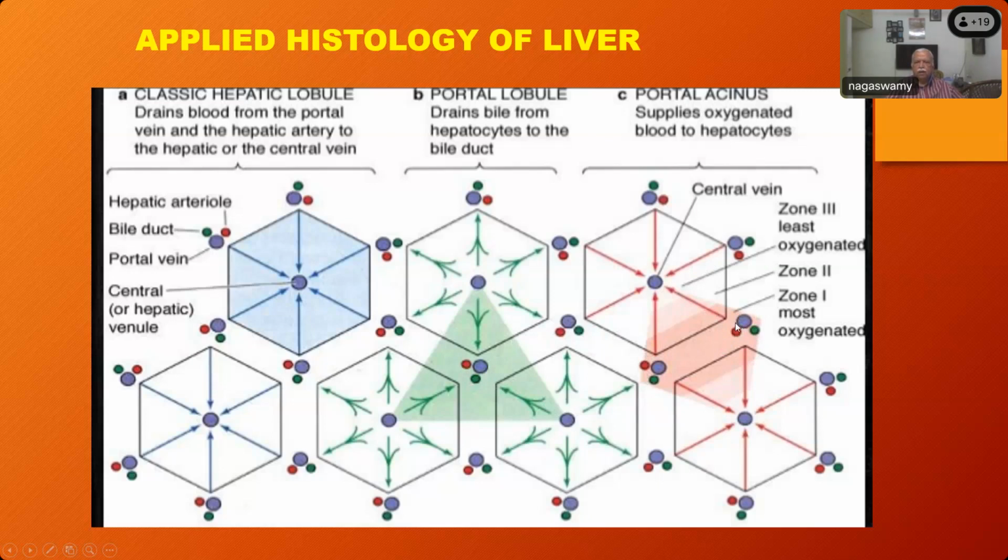closer to the portal triad is zone 1, a little away zone 2, and closer to the central vein is zone 3, where hypoxemia affects. So if you remember these 3 pictures, this is for venous drainage, this is for biliary drainage, this is for the effect of hypoxemia on the various zones, which will affect the enzyme function.